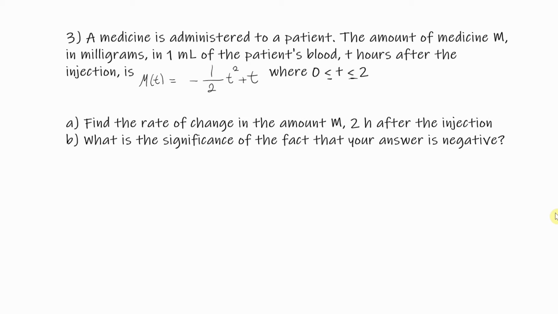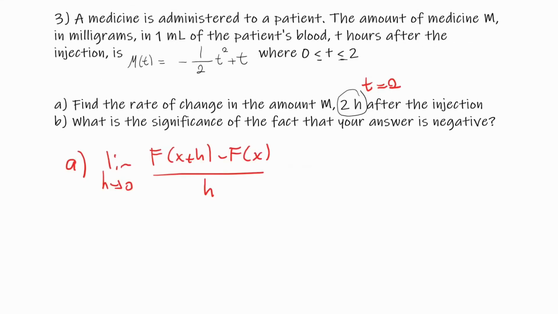So the first portion is saying rate of change. As soon as I read rate of change, I can say, okay, instantaneous or average rate of change. I need to figure out which one it wants. And then it says 2 hours after the injection. Since my x or t is hours and it's saying 2 hours after the injection, I can immediately say this is basically saying t equals 2. And since it's like that, I'm going to use instantaneous rate of change.